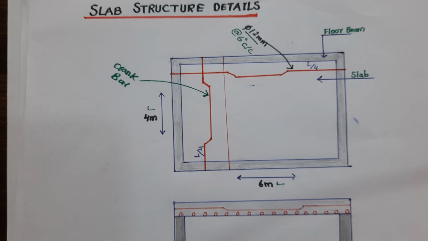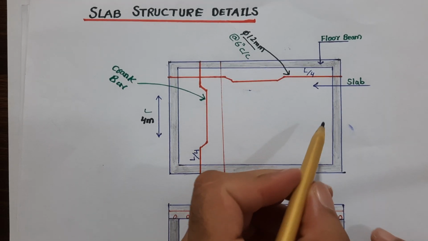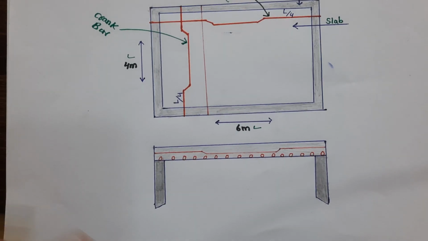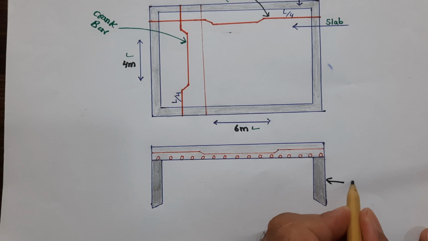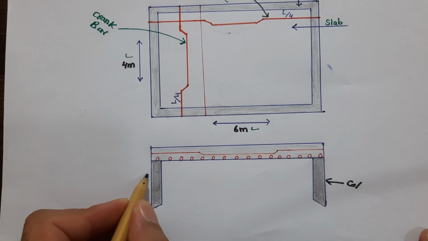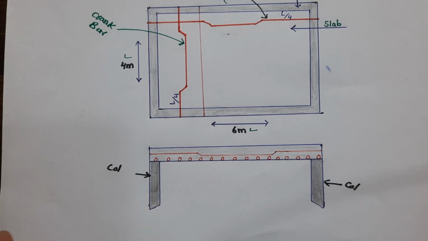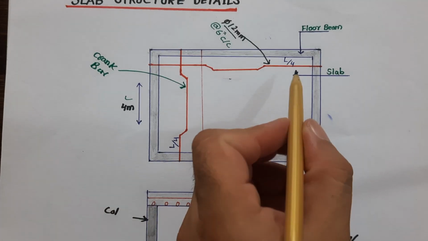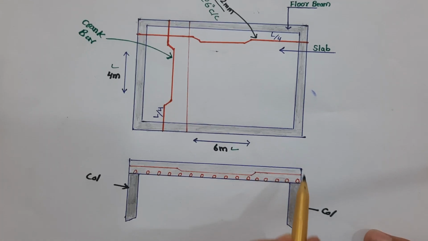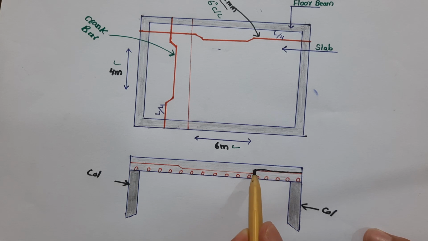At the distance of L/4, you provide the crank bar, because near the supports, if you see this section, this is a column, and this is the other column. Near its support we have negative bending moment. To resist negative bending moment, you should provide crank bar. In this section, look here, this is the crank bar.